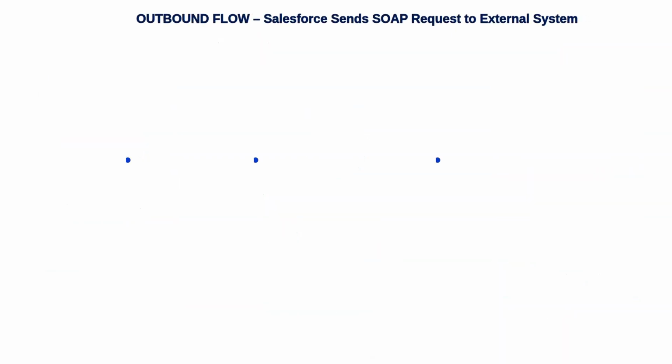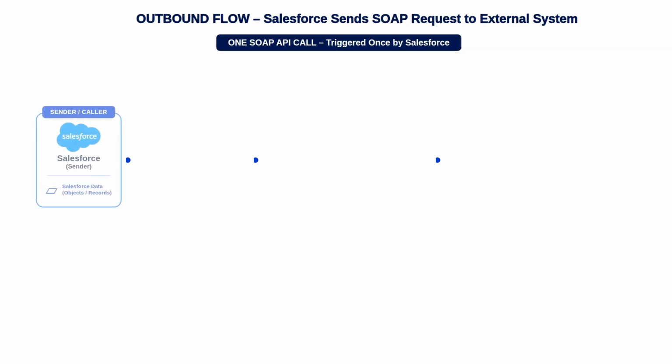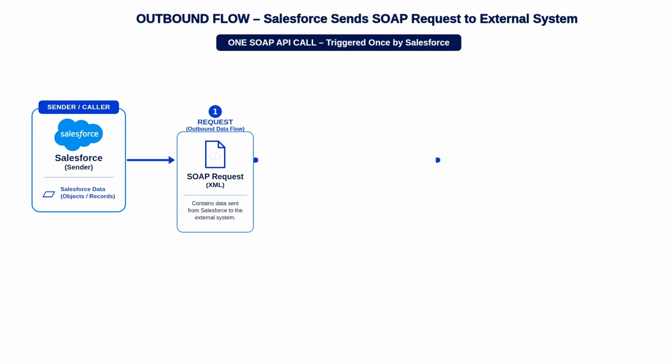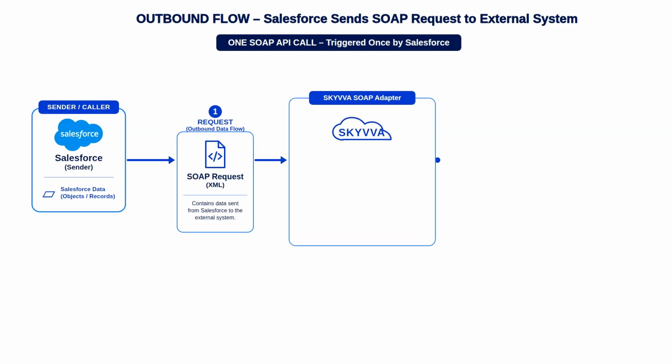Outbound flow. Salesforce sends a SOAP request to the external system. One SOAP API call, triggered once by Salesforce. On the left, Salesforce acts as the sender. Salesforce starts the SOAP API call and creates a SOAP request in XML format. The request is sent through the SKYVVA SOAP Adapter. The adapter transforms and prepares the request, handles communication, routing, and validation, and sends it to the external system.